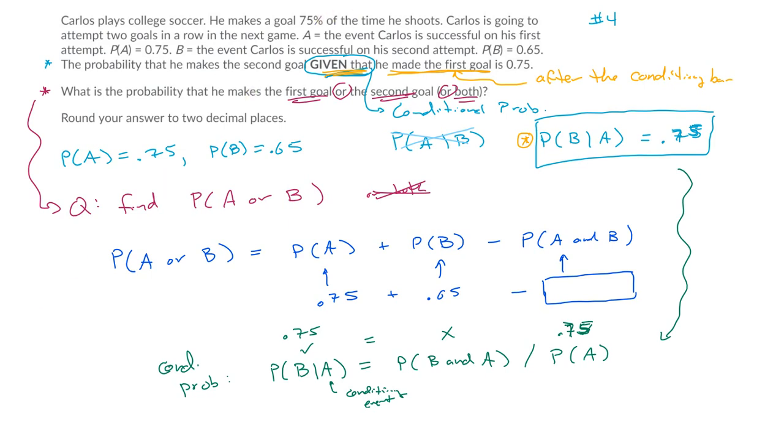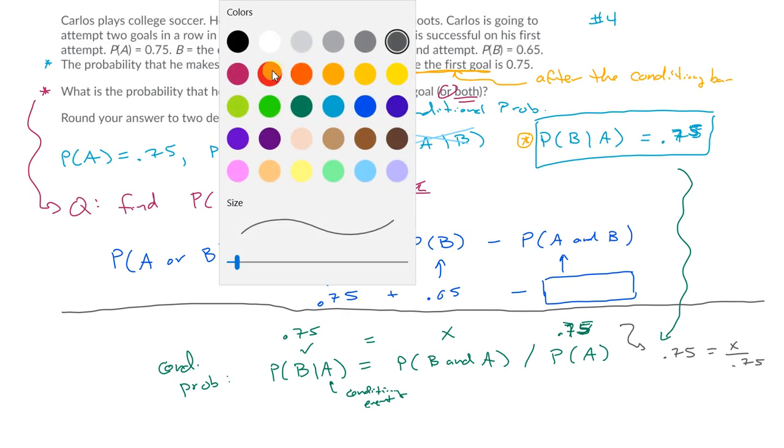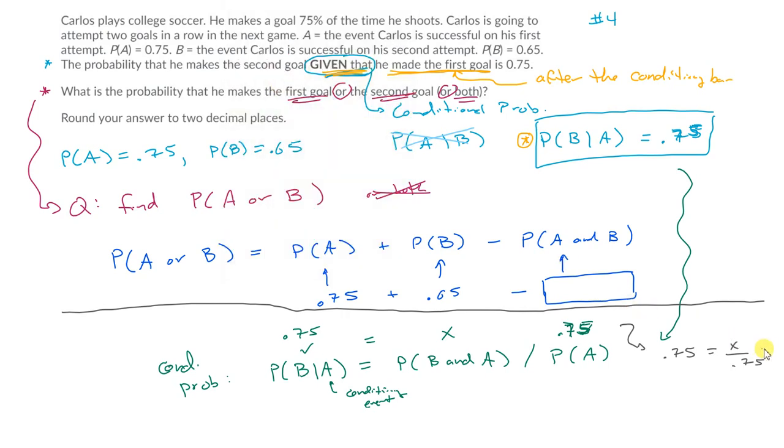So let me draw a little bar here so we don't get confused. Okay, so this is my little extra work down here. How do I solve this? How do I find X? I can rewrite this equation as 0.75 is equal to X over 0.75. How do I solve for X? Multiply both sides by 0.75, right? So I'm going to sneak in an extra 0.75 on both sides.